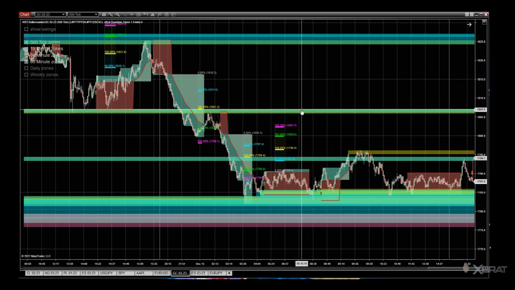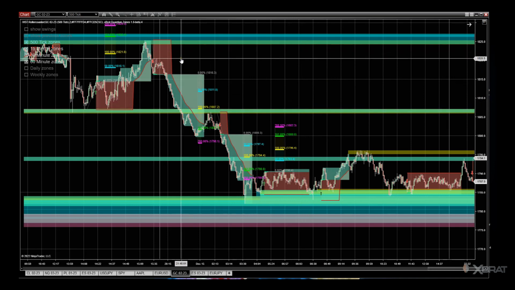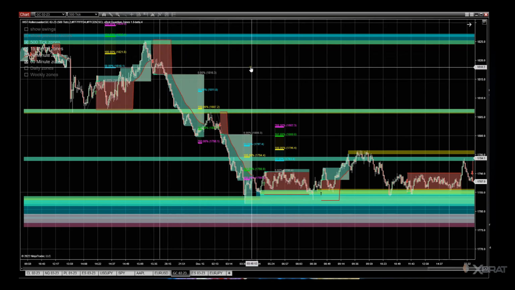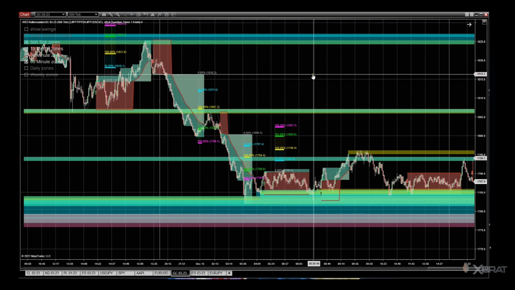The Guardian zones are 100%. You've got to have those multiple time frame support and resistance zones on your chart. And then this roller coaster is a great strategy to actually get in those trades between those zones.